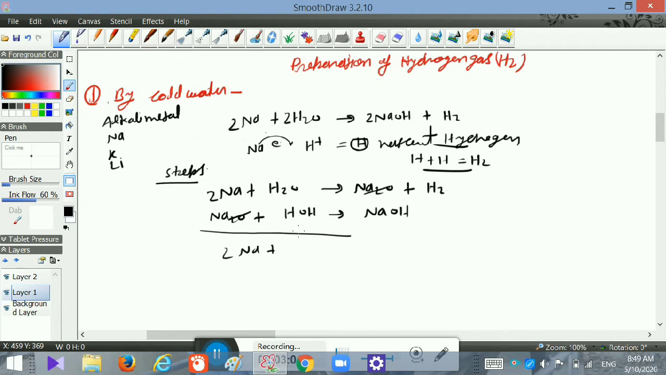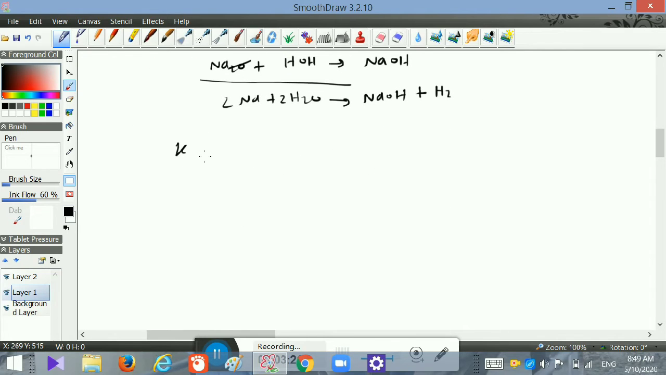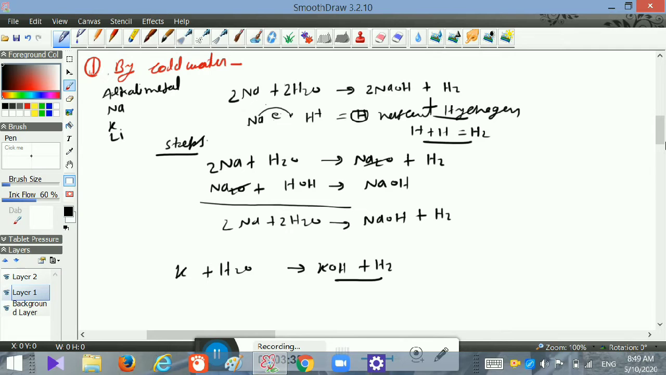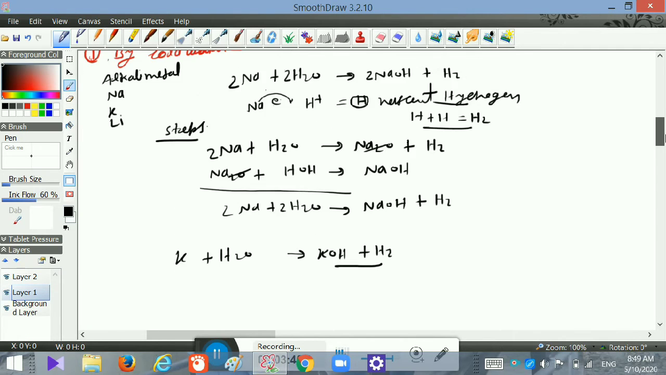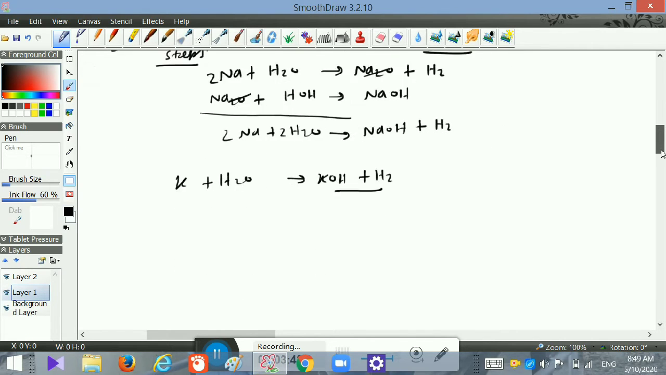2Na, plus 2 H2O gives 2 NaOH plus hydrogen gas. In the same way you can use potassium with water, it also forms KOH, potassium hydroxide, and hydrogen gas. Okay, so this is one simple method to form hydrogen gas using cold water and alkali metals.